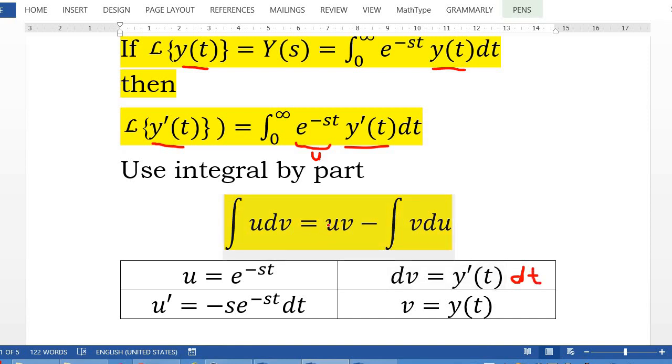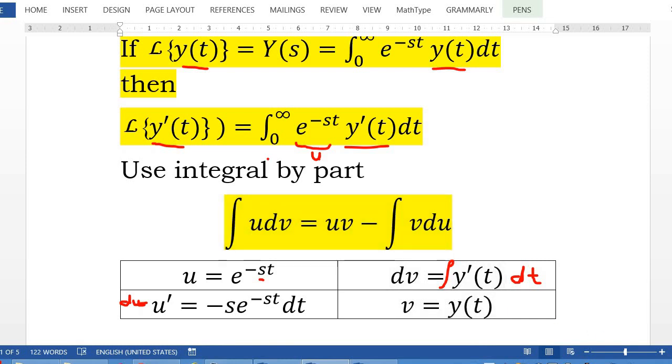Then the result is uv minus the integral of v du. From u, the derivative du is obtained by differentiating u with respect to t. When you differentiate with respect to t, s is a parameter or constant. That's why you have negative s e^(-st) dt. dv is y'(t) dt. To find v, you integrate y'(t) dt, you get y(t).